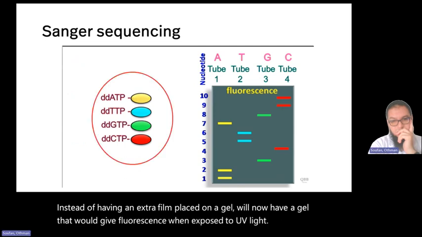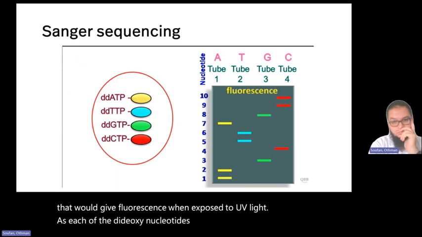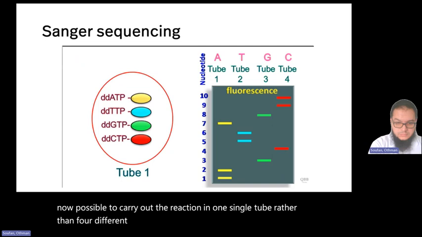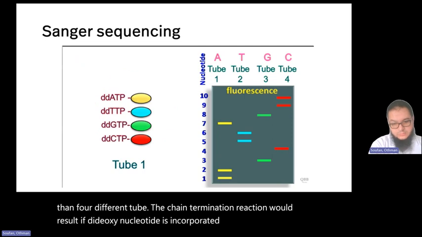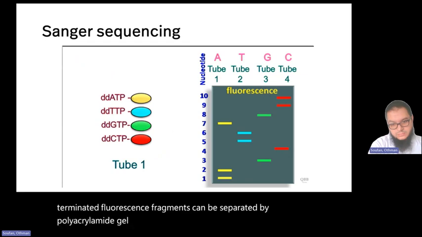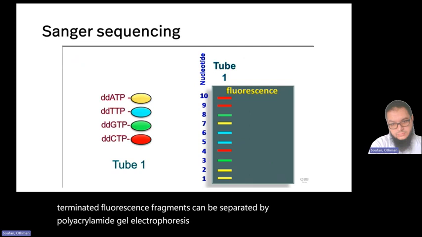As each of the dideoxynucleotides has its own fluorescence, it's now possible to carry out the reaction in one single tube rather than 4 different tubes. The chain termination reaction would result if dideoxynucleotide is incorporated in the DNA. The chain-terminated fluorescent fragments can be separated by polyacrylamide gel electrophoresis in a single well.